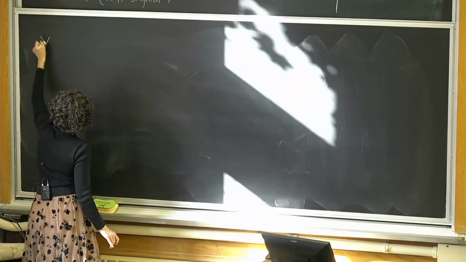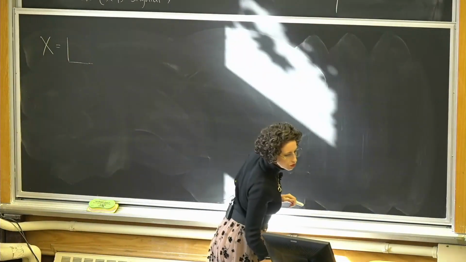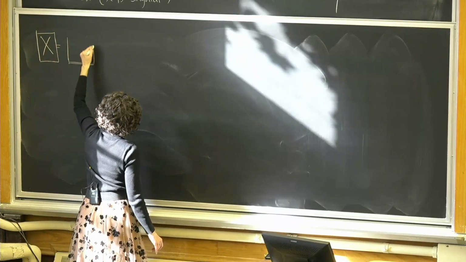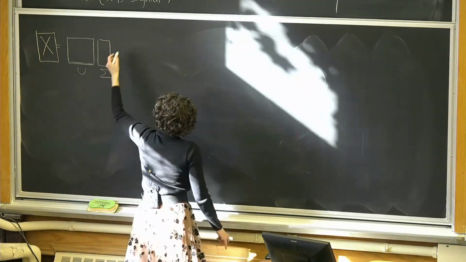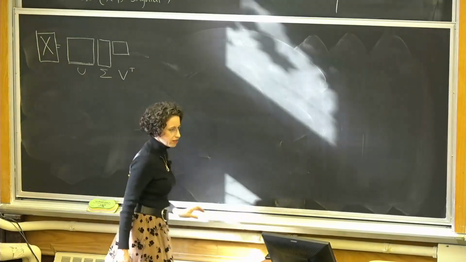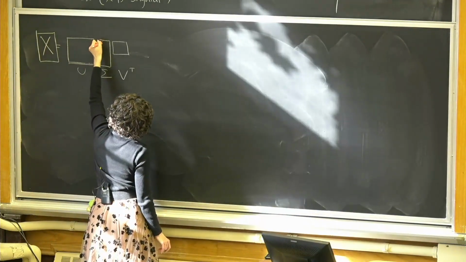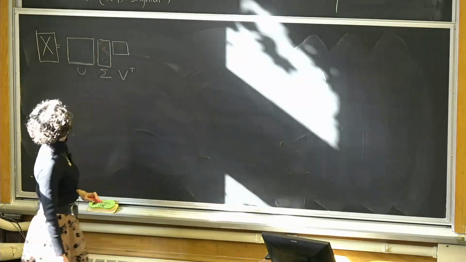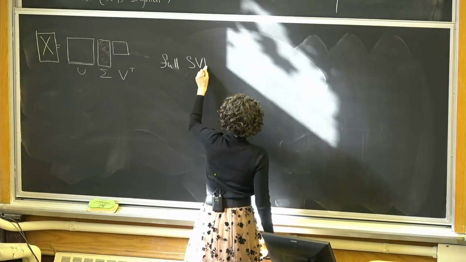Okay, so I've got my full matrix U, which is a square, and then I've got my Sigma, which is a rectangle, and then I've got my V transpose. In this example, let's imagine that in my singular values, I've got a sigma 1 and a sigma 2 and a 0, and everything else down here is 0. Okay, so this is my full singular value decomposition.